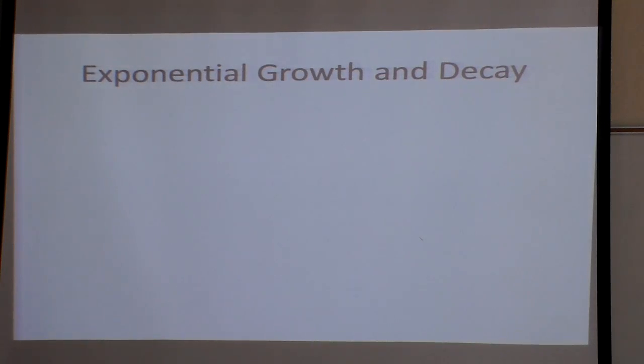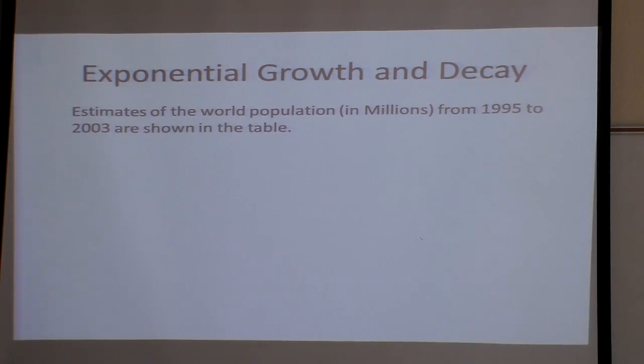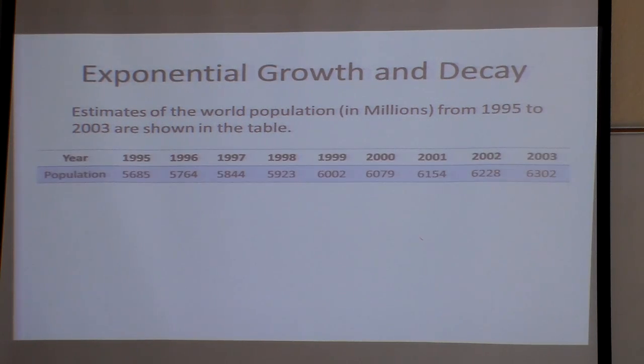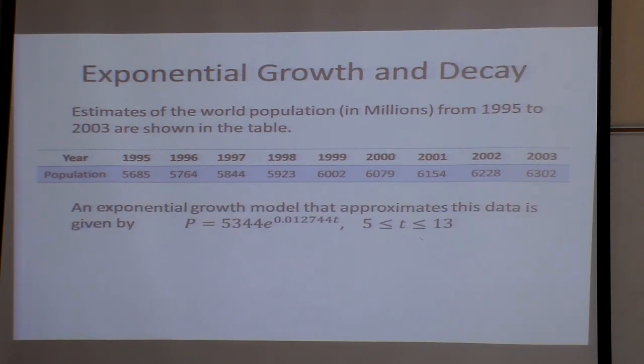Now, let's look at some exponential growth and decay models. Let's do estimates of the world population, in millions, from 1995 to 2003, shown in this table right here. Notice that's about 5.6 billion, 5.7 billion. It's written in thousands, but that's actually millions, up to 6,002 million, which is about 6.0 billion.